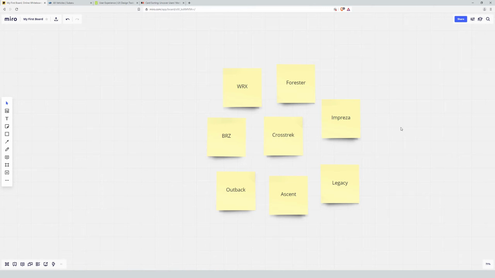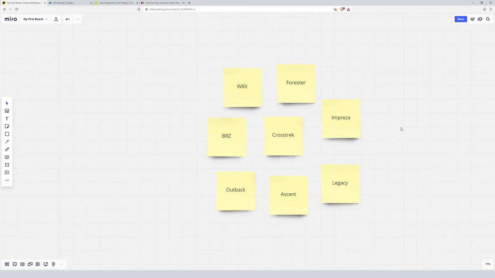All right, so in this video, I'm going to be talking about a UX, or user experience, research technique called card sorting. And what is card sorting? Card sorting is a way to uncover the mental model, or the way people think about information. And it's most commonly used when it comes to things like information architecture.